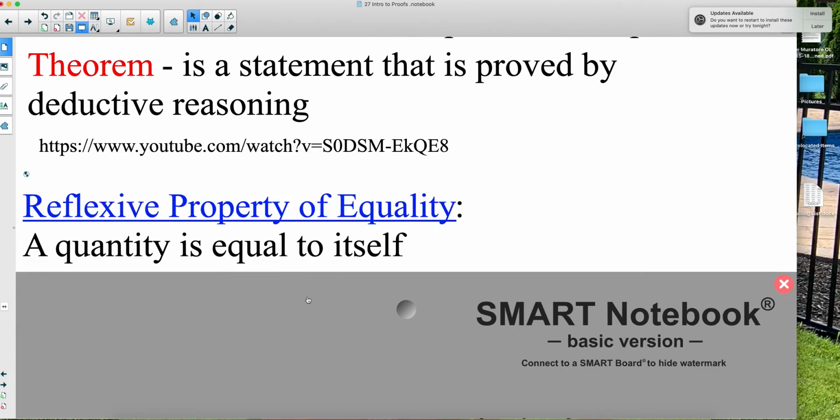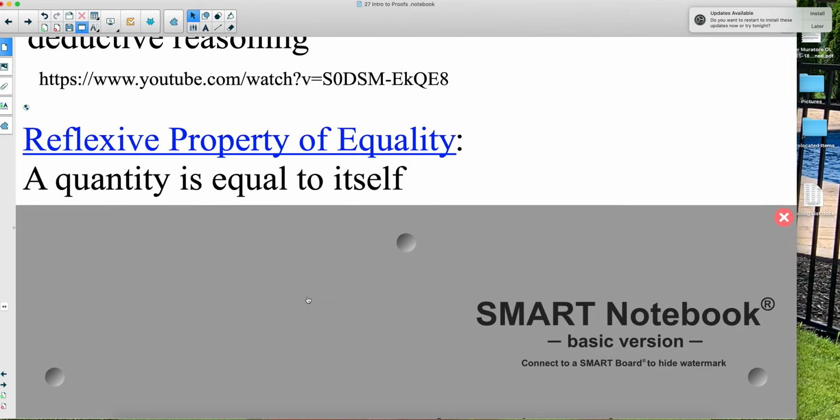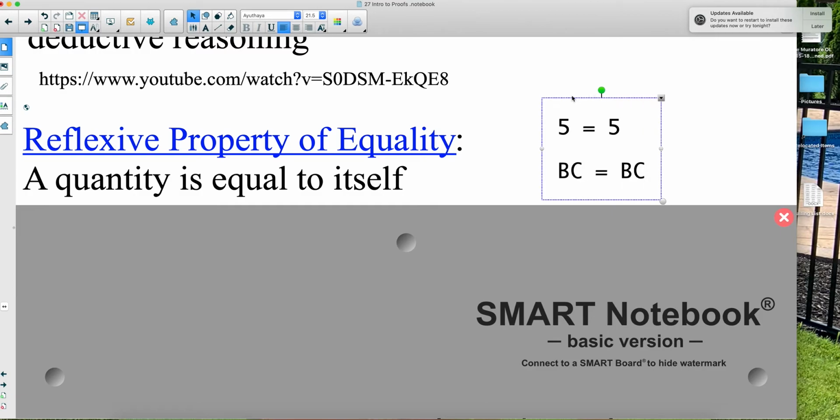The first one is called the reflexive property of equality. This one is huge. We use this so much. The reflexive property of equality simply states a quantity is equal to itself. So something as simple as 5 = 5. That's true, right? Any quantity is equal to itself. But we could also say something like segment BC is equal to segment BC, whatever BC is somewhere else as well.